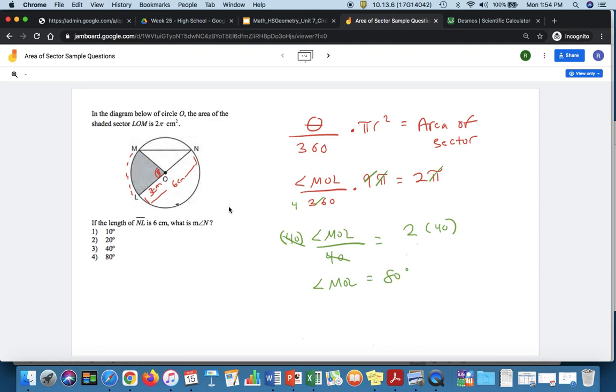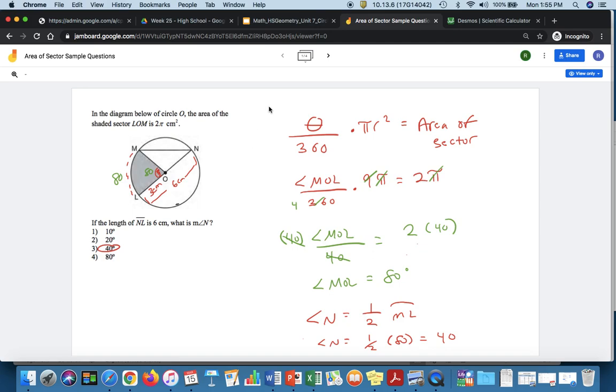So I know what angle MOL is, and I know what arc ML is now. If I want to know what angle N is, well, angle N is going to equal 1/2 the arc that it intercepts, or 1/2 of ML. So angle N will equal 1/2 of 80, which is just 40 degrees.